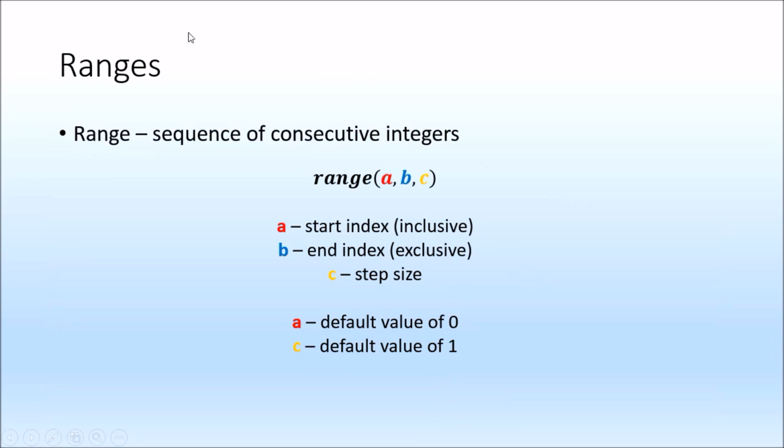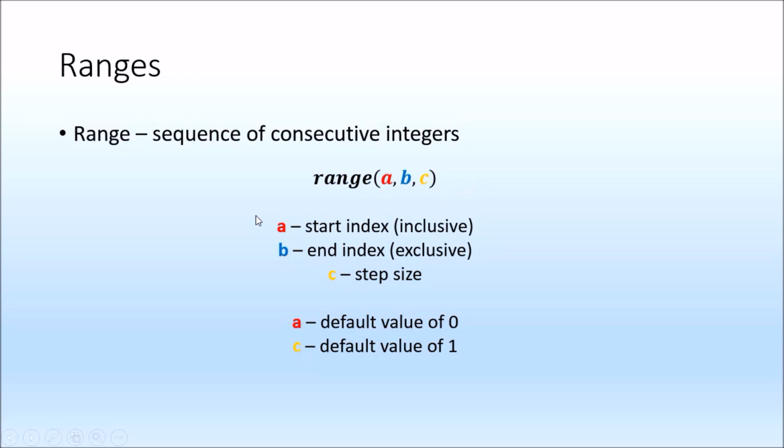Next thing we're going to talk about is the range sequence. What a range is, is a sequence of consecutive integers, and it's a really nice way to define and iterate through consecutive integers. The syntax is very similar to list slicing notation, in that we have 3 arguments, 2 of them being optional in this case.